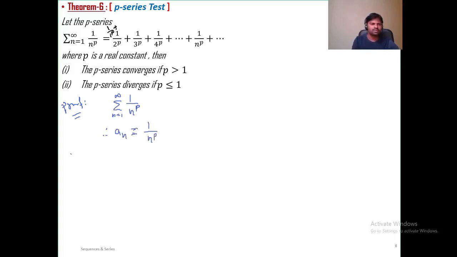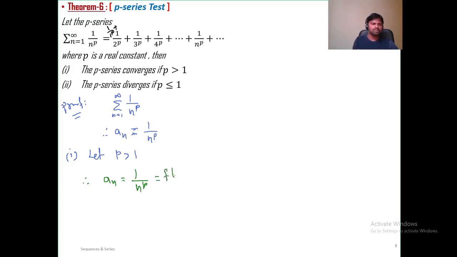Now first, I need to prove that the p-series converges if p is more than 1. So therefore, let p be more than 1, you write. First I'm starting with p more than 1. Then I have to prove that it converges. If p is more than 1, then do the calculations. So clearly, what I can say, a_n, which is 1 over n power p. See, p is more than 1, right? Therefore, this power is always positive.